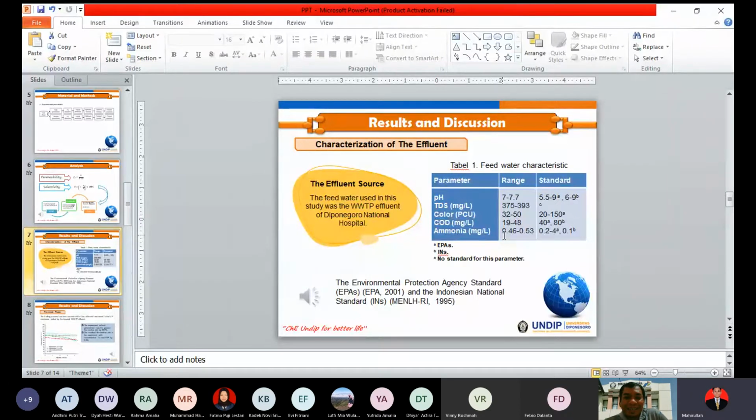Actually, sir, this is the standard for the effluent if you want to discharge it into the environment, into the water. Actually my goal is to reuse it for the RO feed, what I mean. But there is no standard for RO feed, I think.